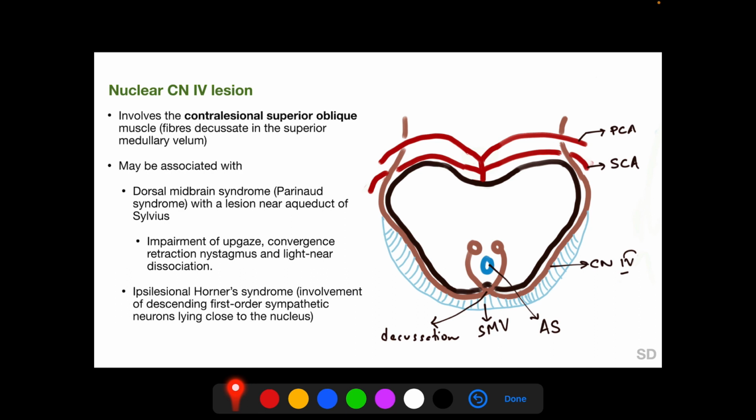There can be dorsal midbrain syndrome, also known as Parinaud syndrome, with a lesion near the aqueduct of Sylvius, and the features of Parinaud syndrome involve impairment of upgaze, convergence retraction nystagmus, and light-near dissociation. We can also have an ipsilateral Horner syndrome, because the first order sympathetic neurons descending from the hypothalamus pass close by the fourth cranial nerve.